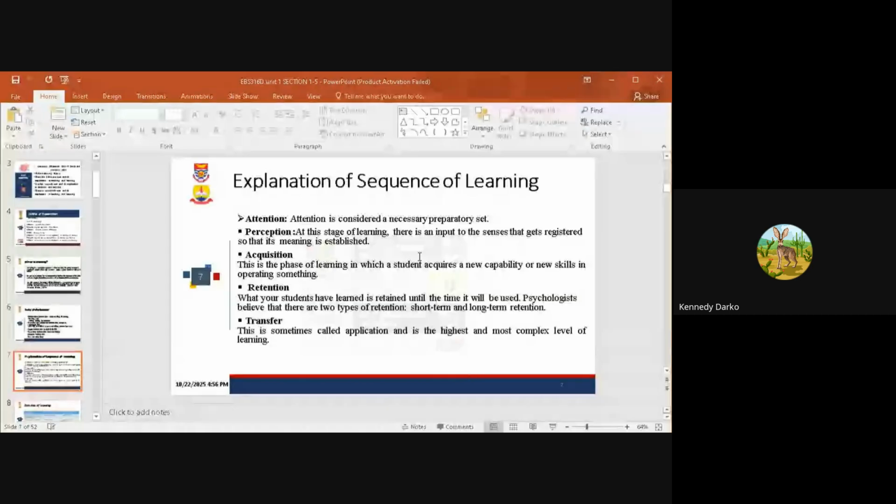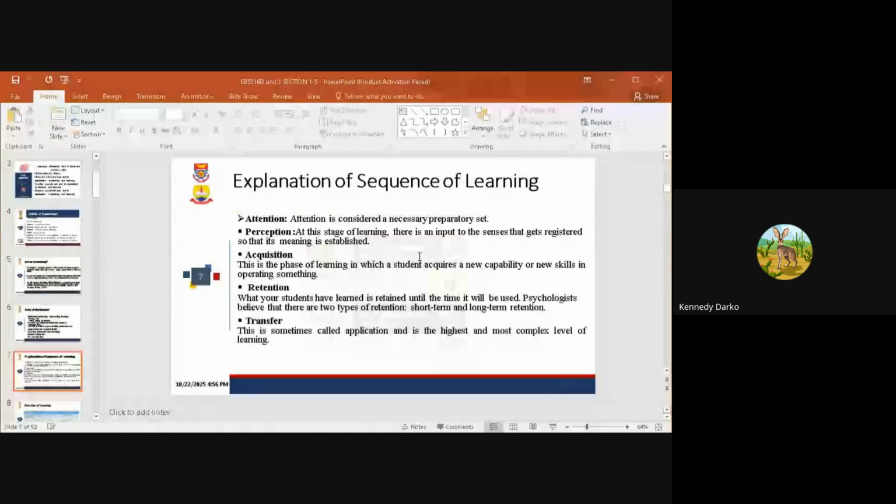Then we have acquisition. What are you going to acquire? Here we are looking at the phase of learning where the student acquires a new capability or new skills in operating something. If it's about keyboarding skills, you are taking the children through these skills. At the end, the children must acquire it. So we say acquisition: the children are going to acquire whatever knowledge you want them to get. Then we have retention.